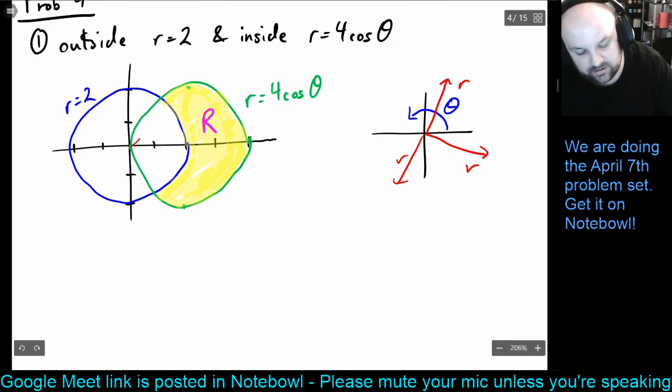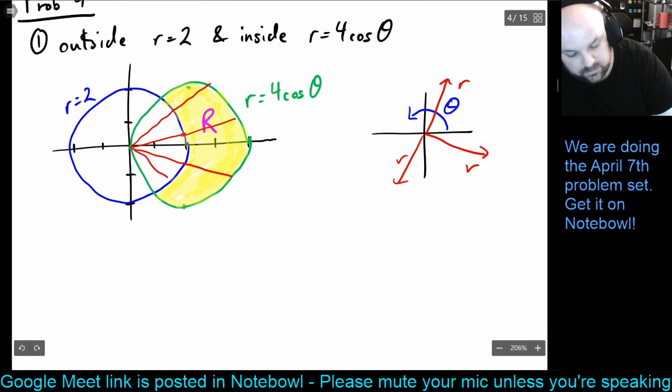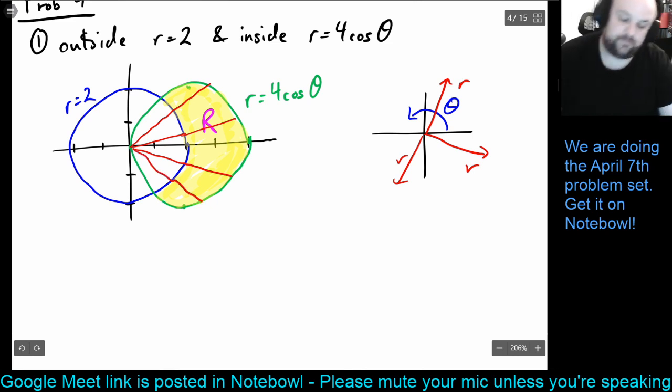If we start here, it hits the blue circle first, and then the green one. Here, blue circle first, then the green one. Here, blue first, then the green. Okay?